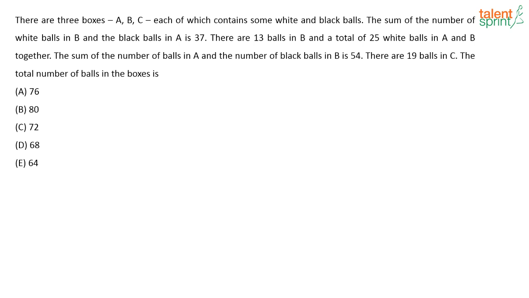There are 3 boxes A, B, C, each of which contains some white and black balls. The sum of the number of white balls in B and the black balls in A is 37. There are 13 balls in B and a total of 25 white balls in A and B together. The sum of the number of balls in A and the number of black balls in B is 54. There are 19 balls in C. The total number of balls in the boxes is dash.